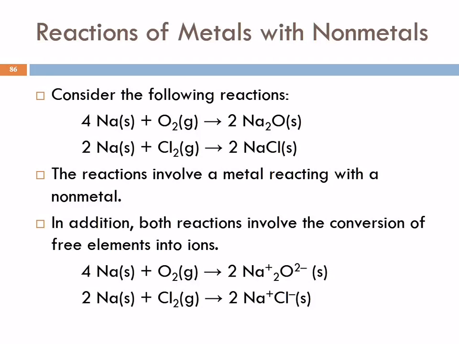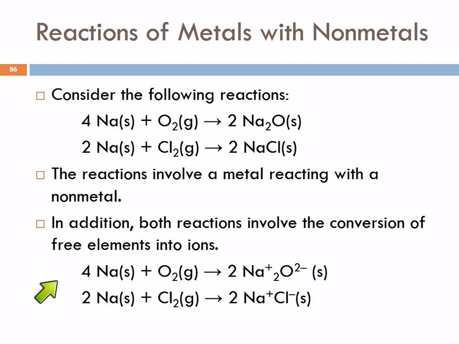So let's look at these two. Here we've got sodium reacting with oxygen, and this forms an ionic compound. And sodium reacting with chlorine, and this forms an ionic compound. Both of these are a metal reacting with a nonmetal. And that is very typical of oxidation-reduction reactions. The nonmetal just doesn't have to be oxygen. It could be chlorine or something else.